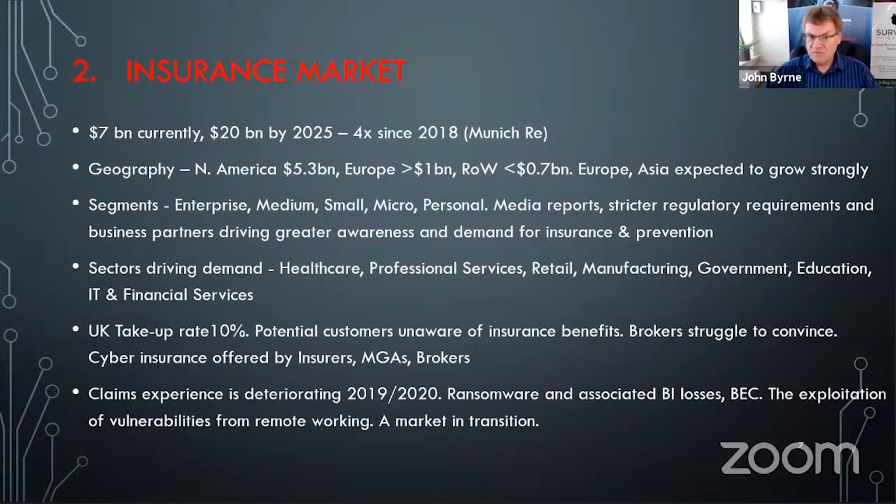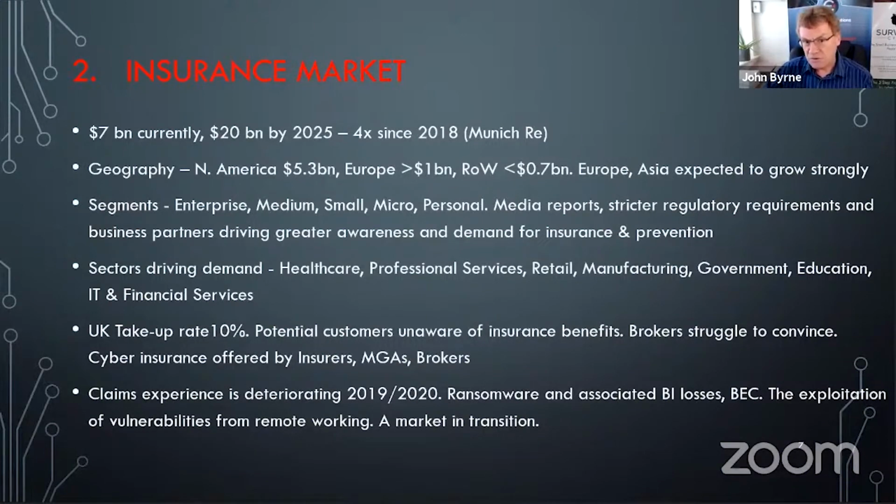The segments really cover everything: enterprise, medium, small, micro, and even personal. But most of the money is spent in the enterprise segment. And it's driven obviously by media reports and strict regulatory requirements. In some cases, business partners are pushing the requirement down to smaller businesses, and greater awareness and demand is being created for insurance and for prevention. Almost every sector is being hit by cyber losses, but the dramatic increase in 2020 and 2021 was shown in healthcare, in professional services, retail, manufacturing, government, IT, the IT industry itself, and financial services. But really, this list can go much further.